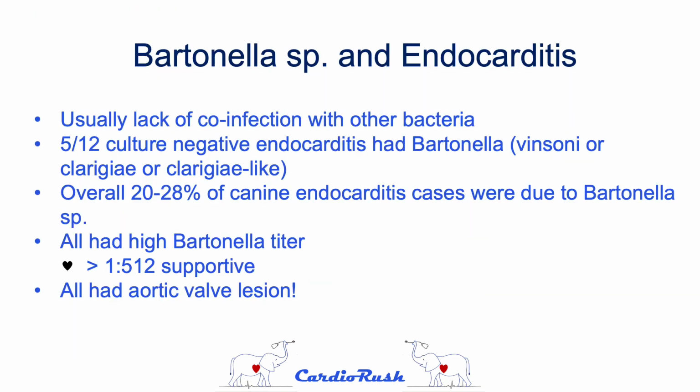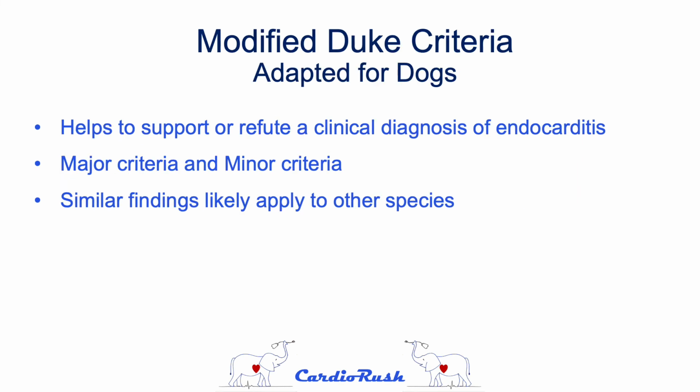So Bartonella species can lead to endocarditis. Usually in animals that have Bartonella endocarditis, the aortic valve is the most common location. And typically for Bartonella endocarditis, there is not another bacteria that's part of the picture. It's just Bartonella. And in one study, 20 to 28% of the canine endocarditis cases were due to Bartonella. And so a titer or PCR testing may be helpful to establish a diagnosis.